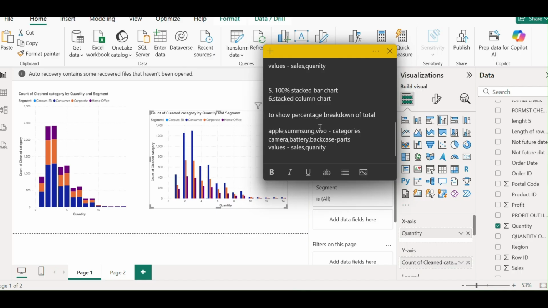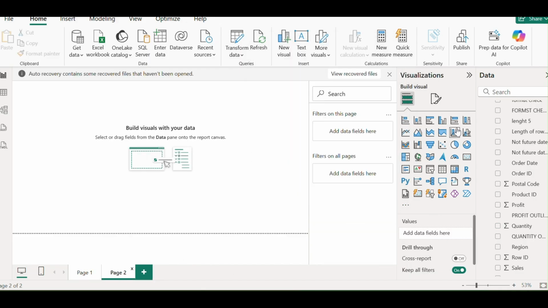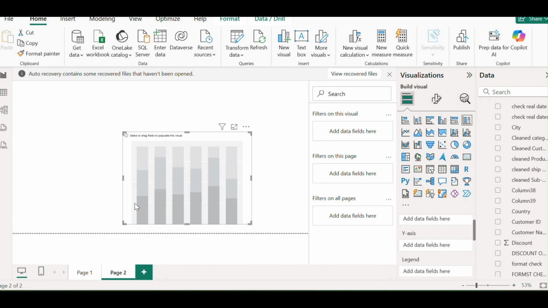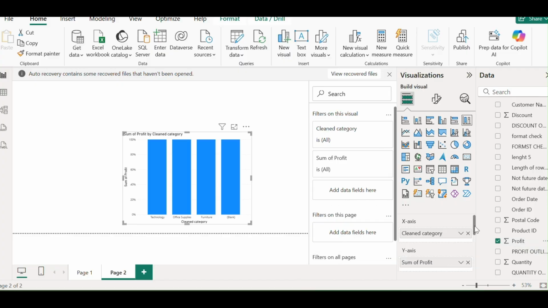Having categories, then we are having the segments, then values, here taking profit. We are going to show a percentage of profit. Go to page 2, page 1 chart. So y-axis, sorry, what profit breakdown. So we have x-axis, y-axis and legend. Take categories in x-axis and our profit in y-axis.